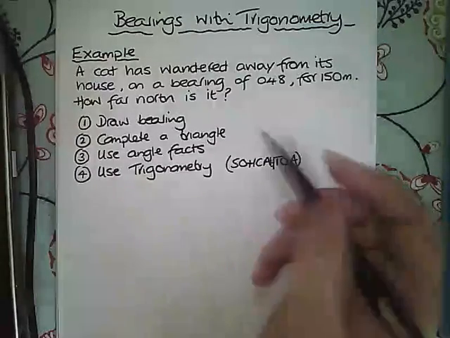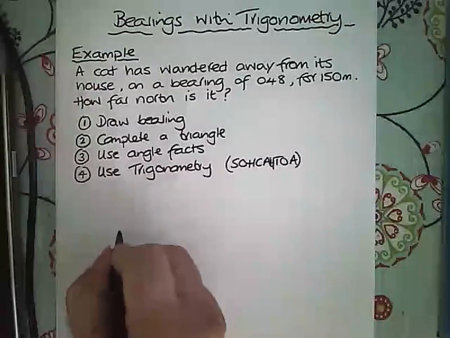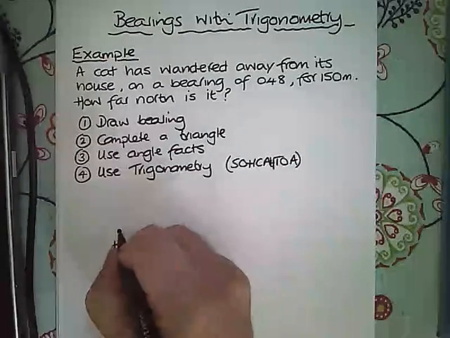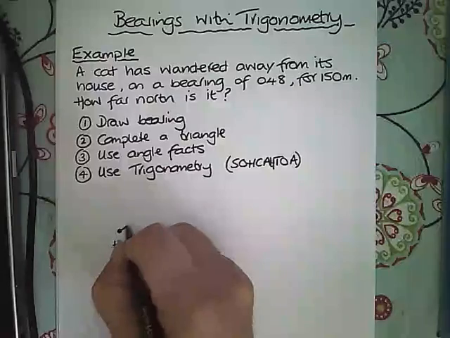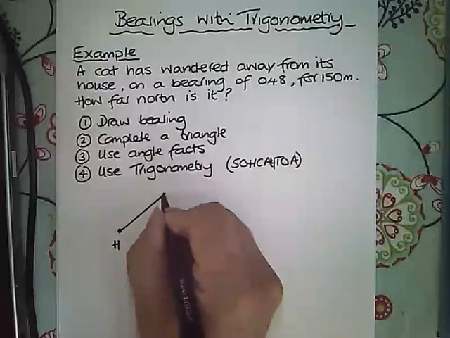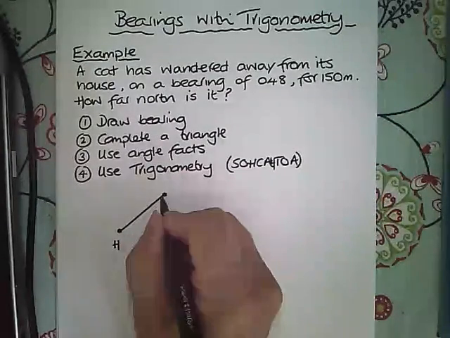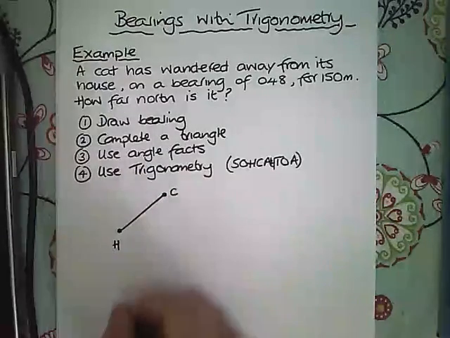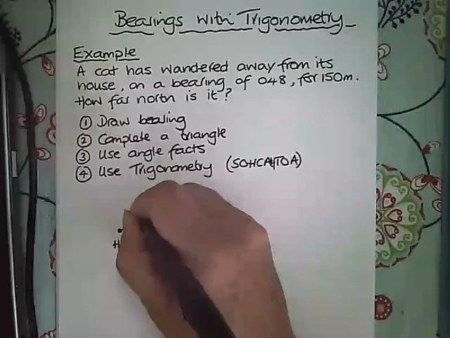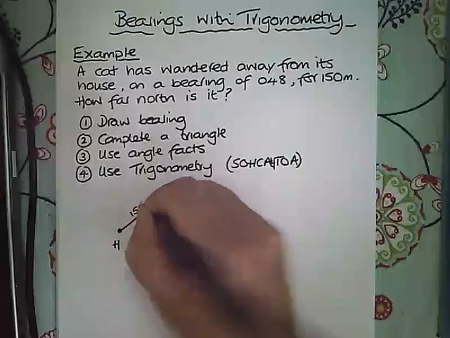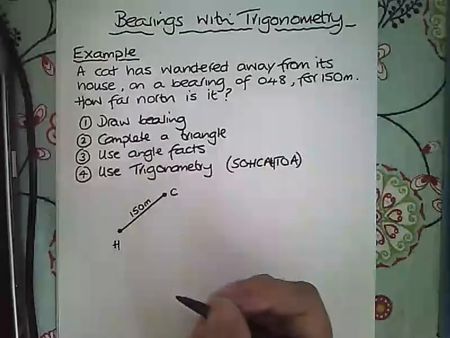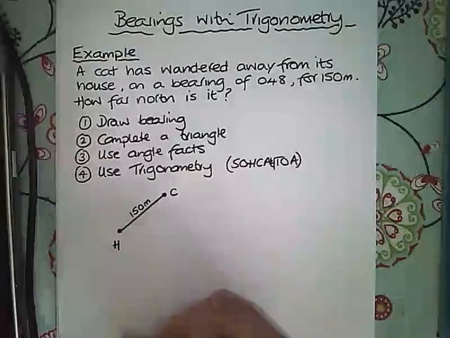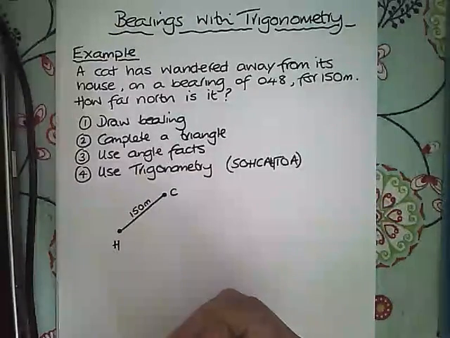So let's have a look at our cat, and our cat starts off here from home. It walks on a bearing. Now I probably do all my bearing questions with the same diagram, just this angled line, and then it ends up here. This distance is 150 meters, because remember this is just a diagram, we're not drawing anything to scale. And we want to find out how far north it has gone from its start point at home.